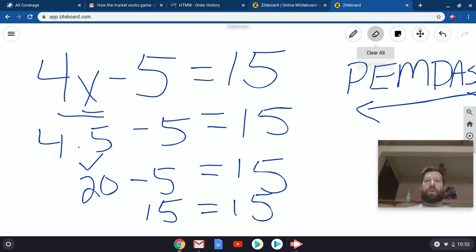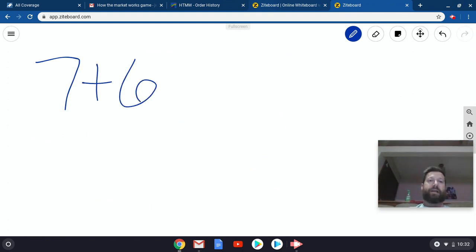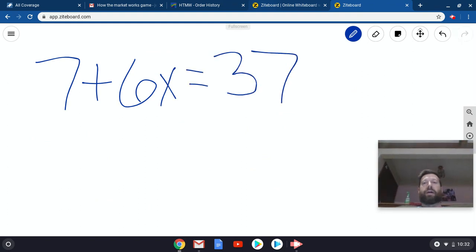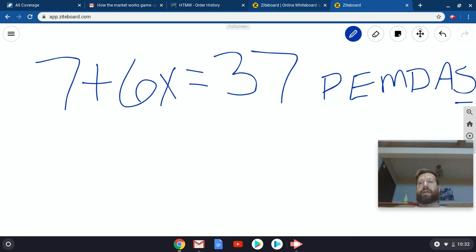Let's try one more two-step equation right here. And let's set it up just a little bit different. Let's put 7 plus 6x equals 37. And again, I'm going to be working through PEMDAS backwards. So, is there any subtraction in this problem? No, there's not. Is there addition? Yes, I see this plus symbol right here, and it says plus 6x.